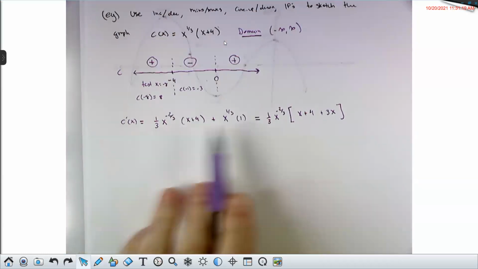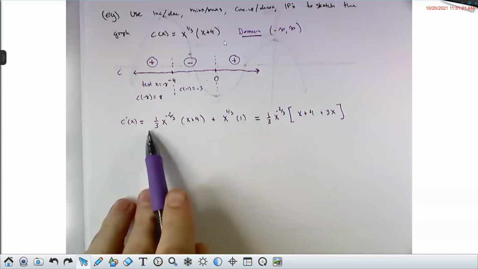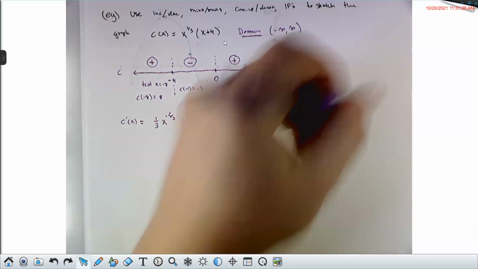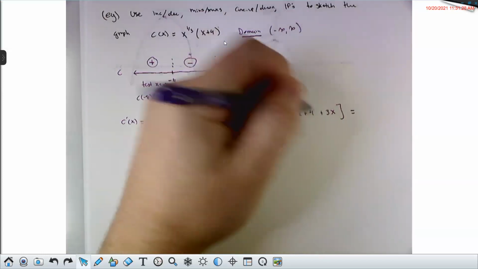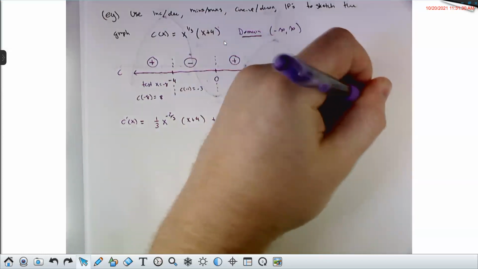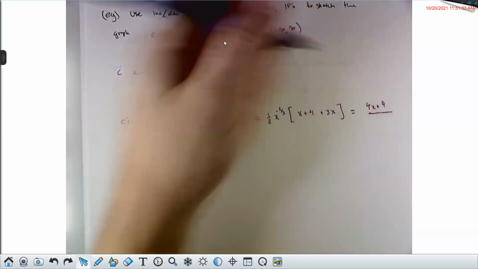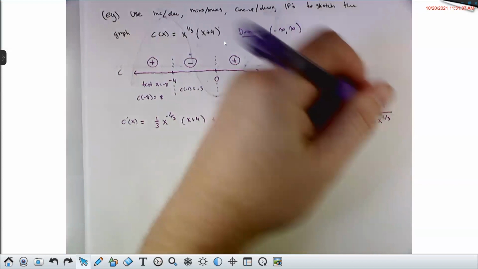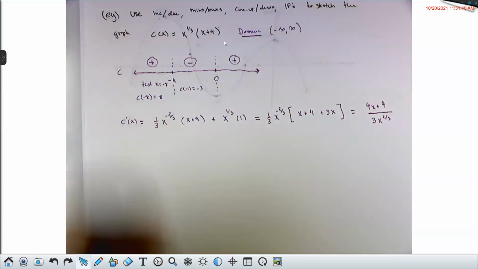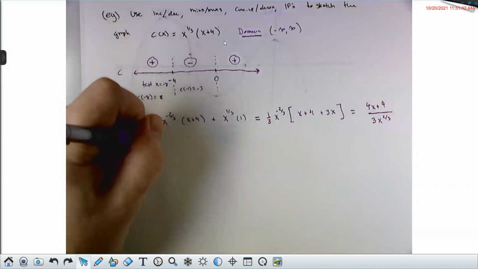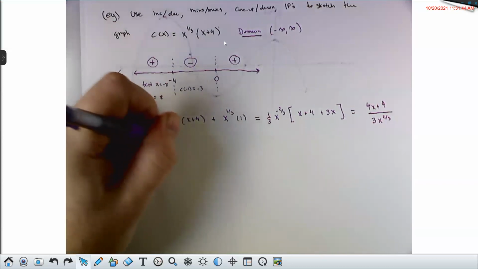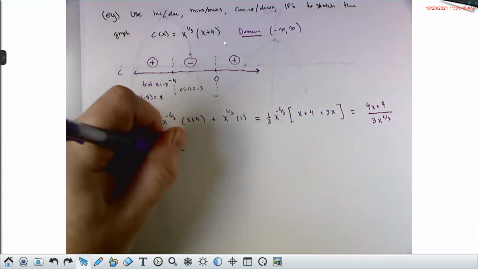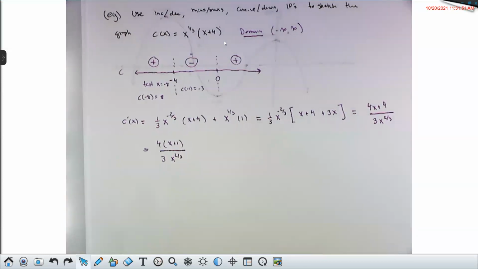Because these powers always differ by an integer when you're using the product rule, this piece will always come out really nice. So what is this? X plus 3x is 4x. So this is 4x plus 4 divided by 3x to the 2/3. And I can factor a 4 upstairs. So that's 4 times x plus 1 over 3 times x to the 2/3. That is my first derivative.